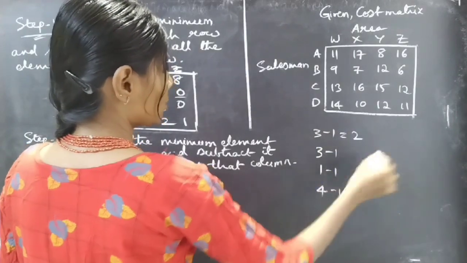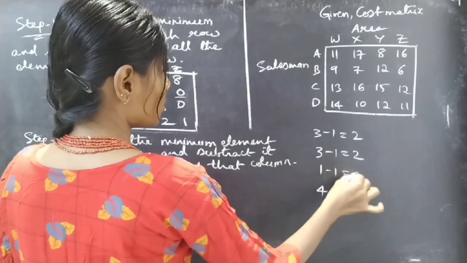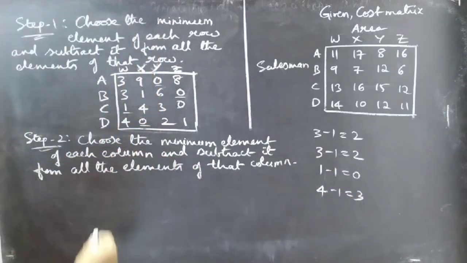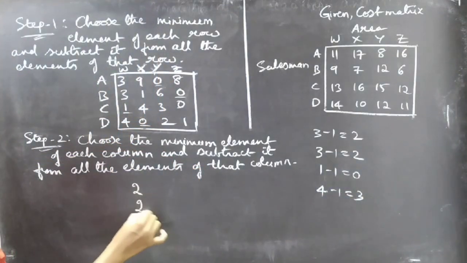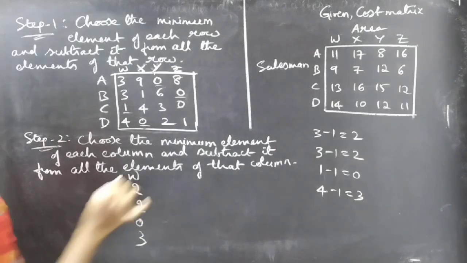We'll get 3 minus 1 is 2, 3 minus 1 is 2, 1 minus 1 is 0, 4 minus 1 is 3, right? So we'll get 2, 2, 0, 3 in the first column, W.